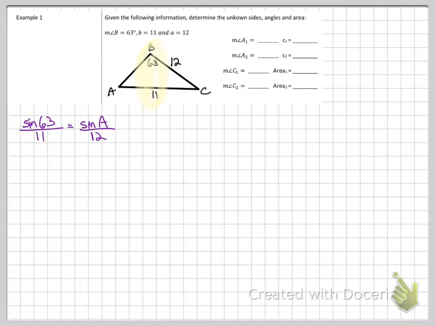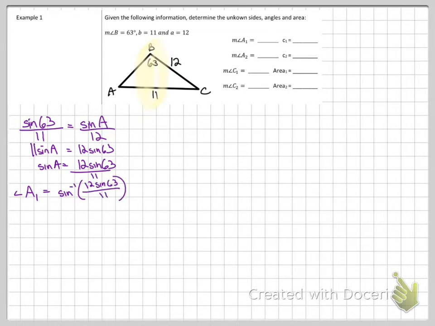Cross multiply. You should pause this video at any chance you get and see if you can finish solving for A. Type that into a calculator, and for A1 I get approximately 76.411, and I'm going to store that in button A.